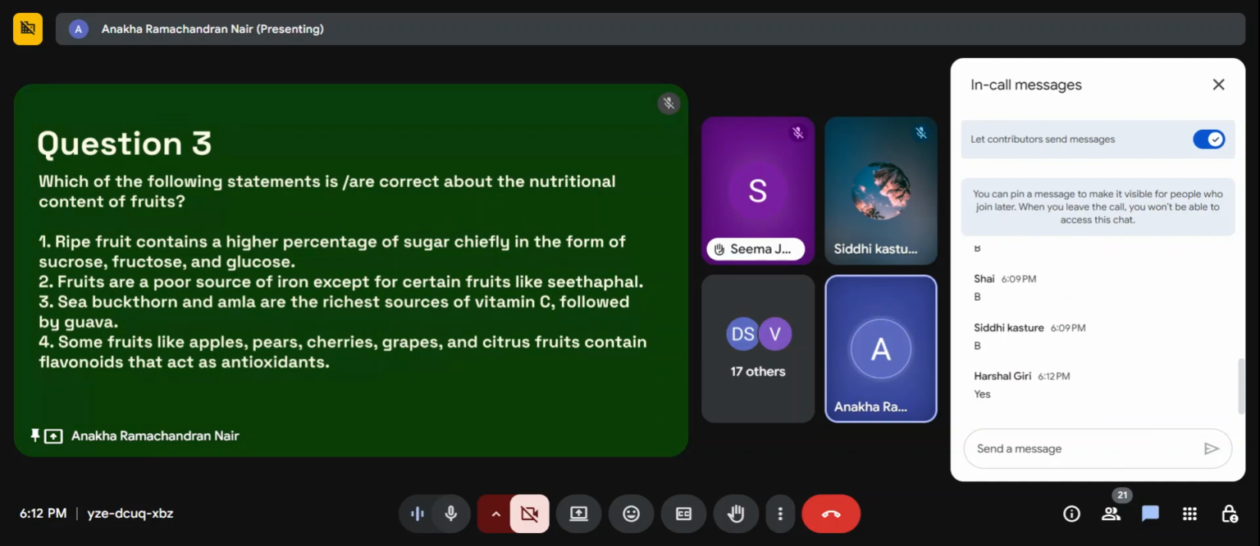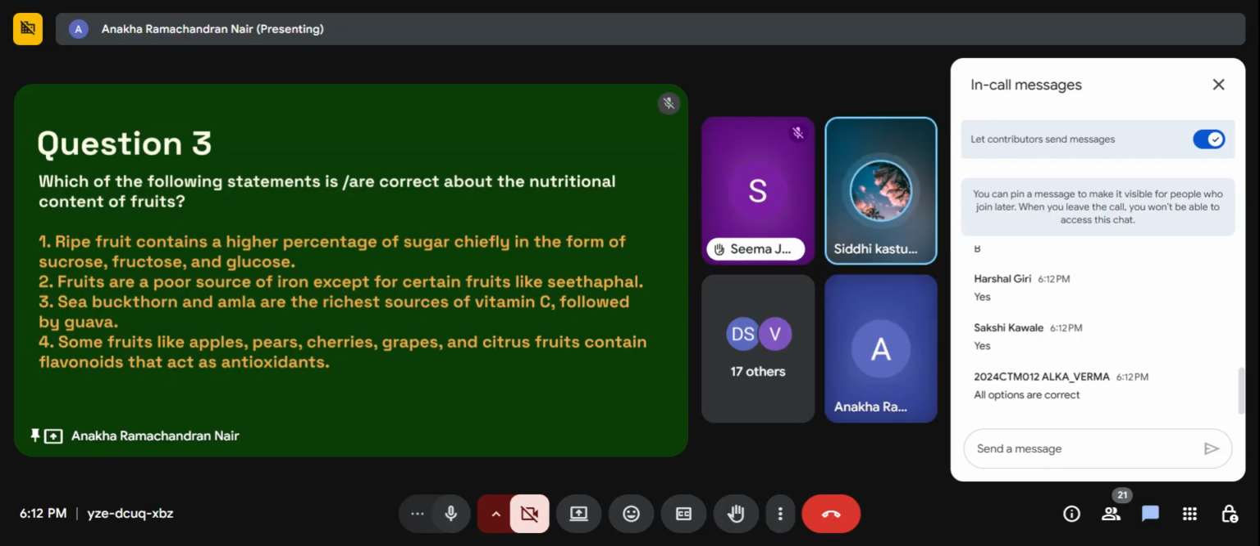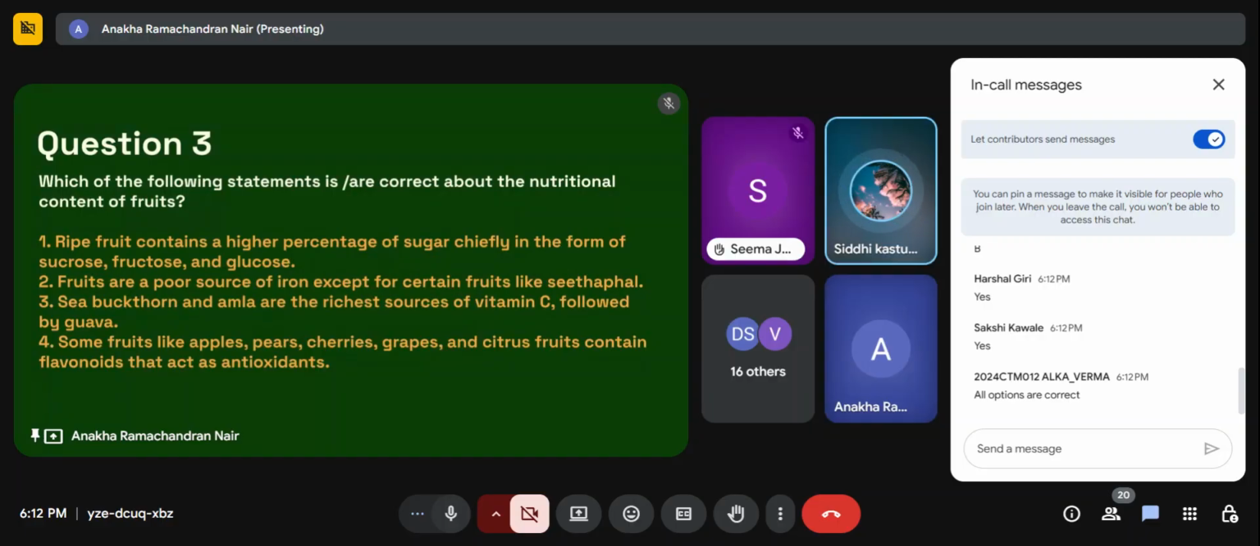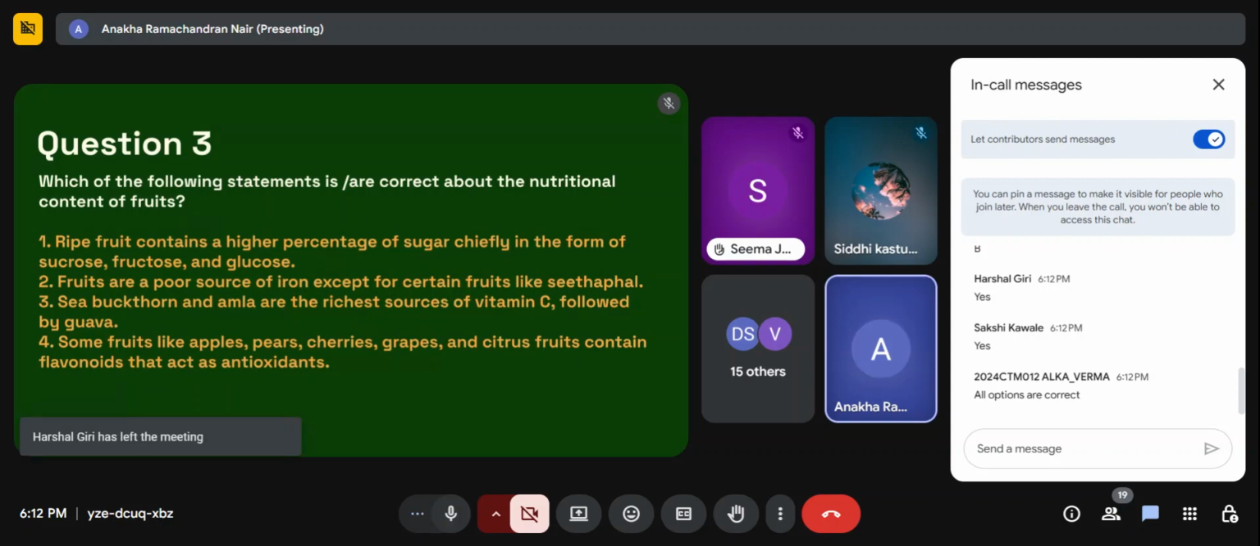In case you don't know the answer, and that's why you're not writing in the chat, I'll move on to the answers. Okay, one or four. Like I said, there might be a few questions which might have multiple correct answers, so instead of MCQs, MSQs. In this case, all of the answers are correct.